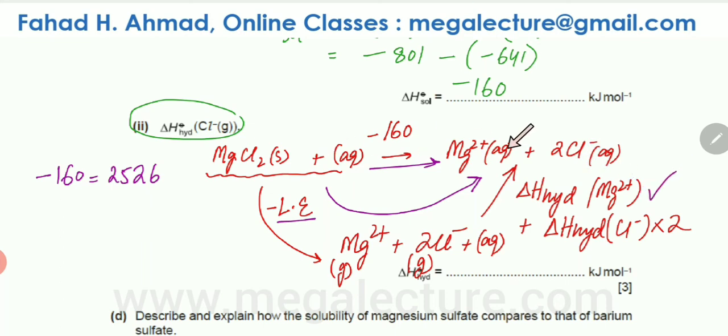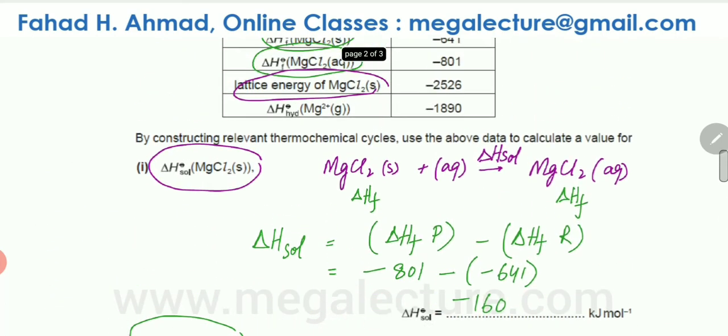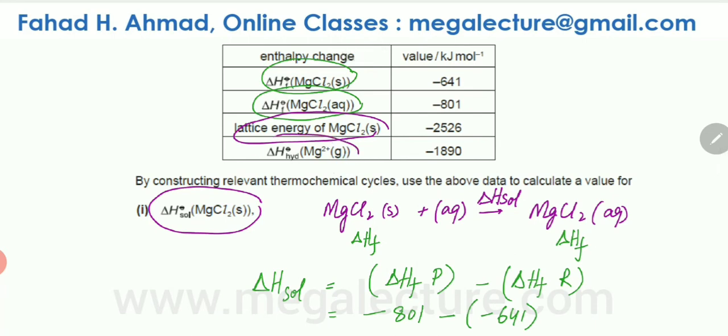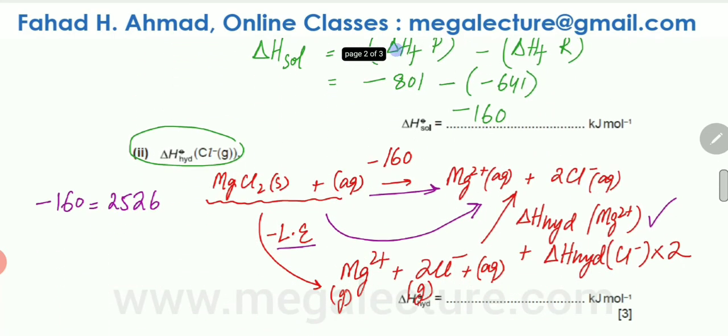The other values are the enthalpy change of hydration of magnesium ions. So remember, one path is equal to this other path. The enthalpy change of hydration of magnesium ions is also given in the table. That's the last value that was provided. It's minus 1890. So that would be minus 1890 plus the enthalpy change of hydration of Cl ions times 2. That is unknown. So plus 2 times x, because I don't know what this value is.